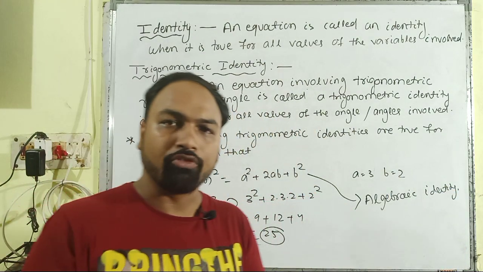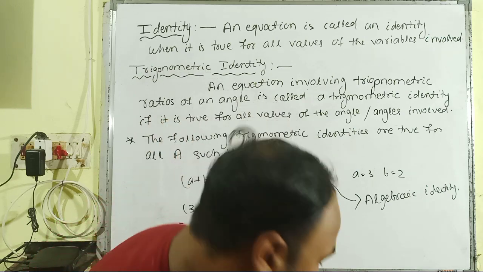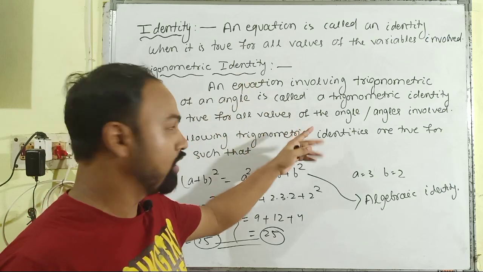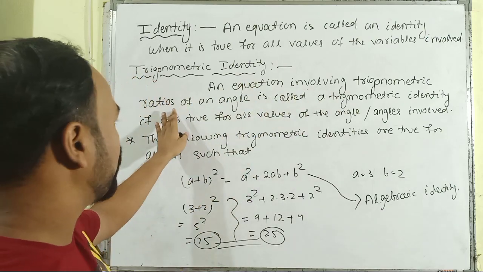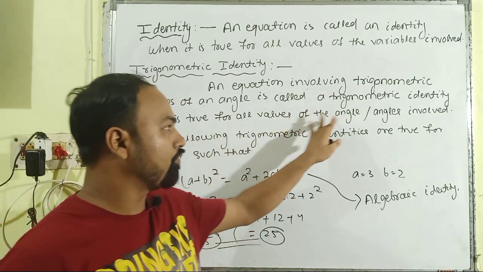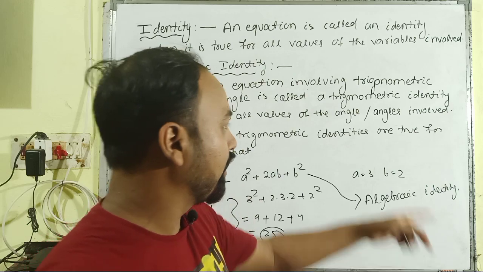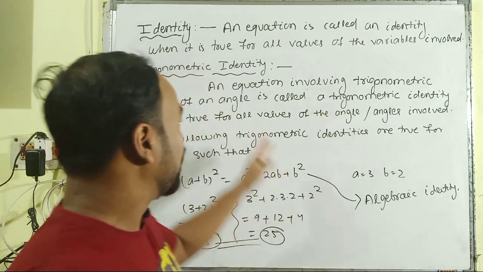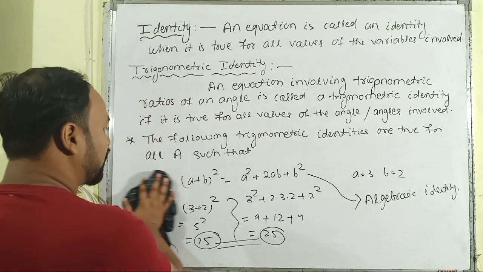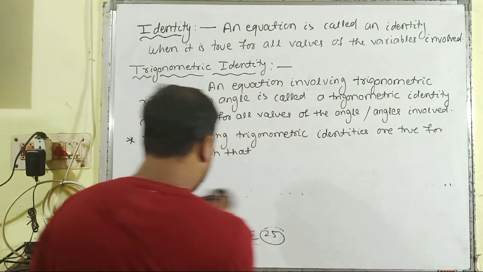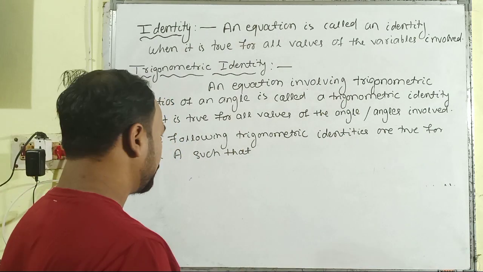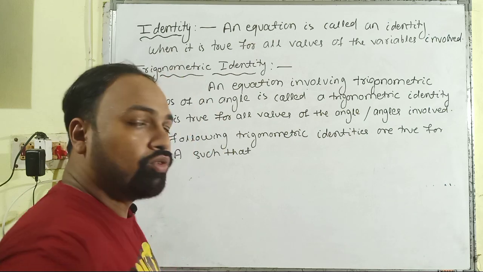Similarly, we have to go through some of the identities that are present in the topic of trigonometry, and those are called trigonometric identities. Here is the definition of trigonometric identity. An equation involving trigonometric ratios of an angle is called a trigonometric identity if it is true for all values of the angle, or maybe more than one angle involved in the given equation. Such equations are called trigonometric identities. So let us discuss some of the trigonometric identities. There are a total of 8 trigonometric identities, and we have to discuss those.